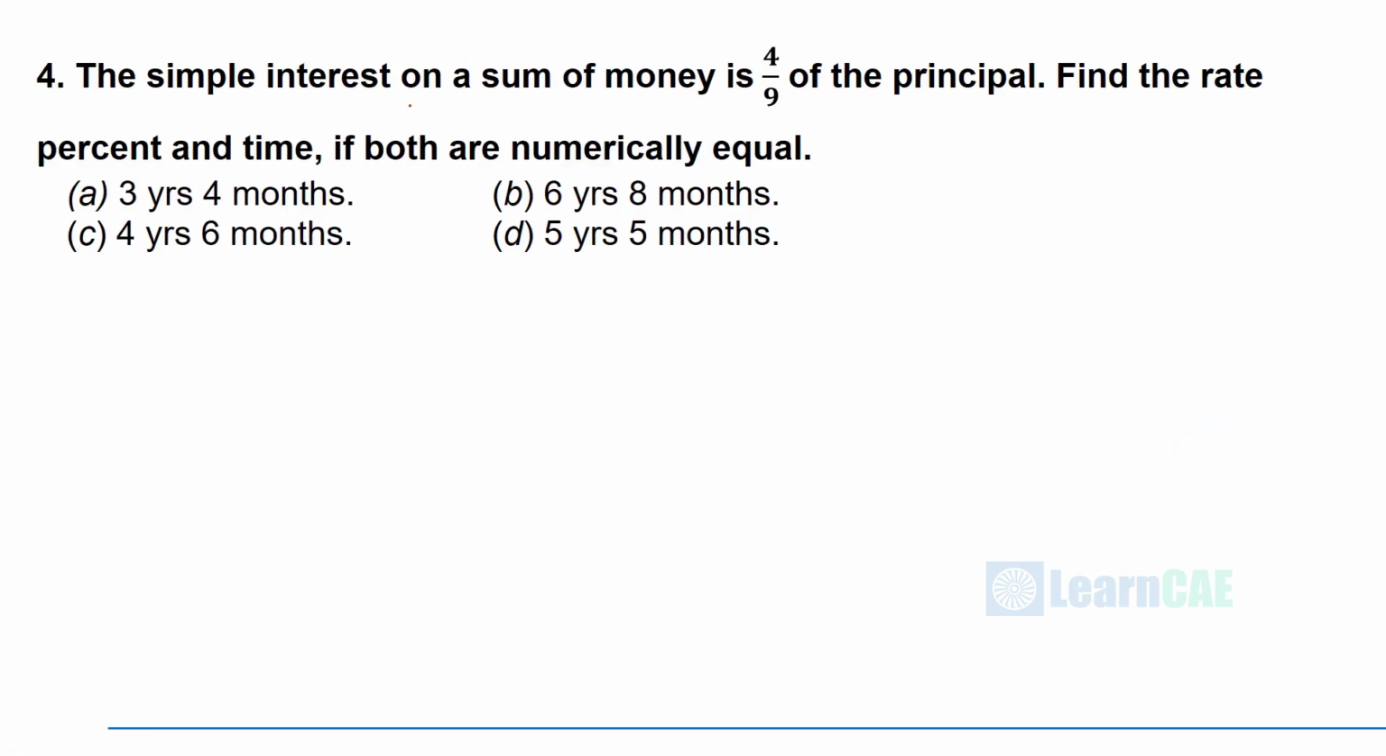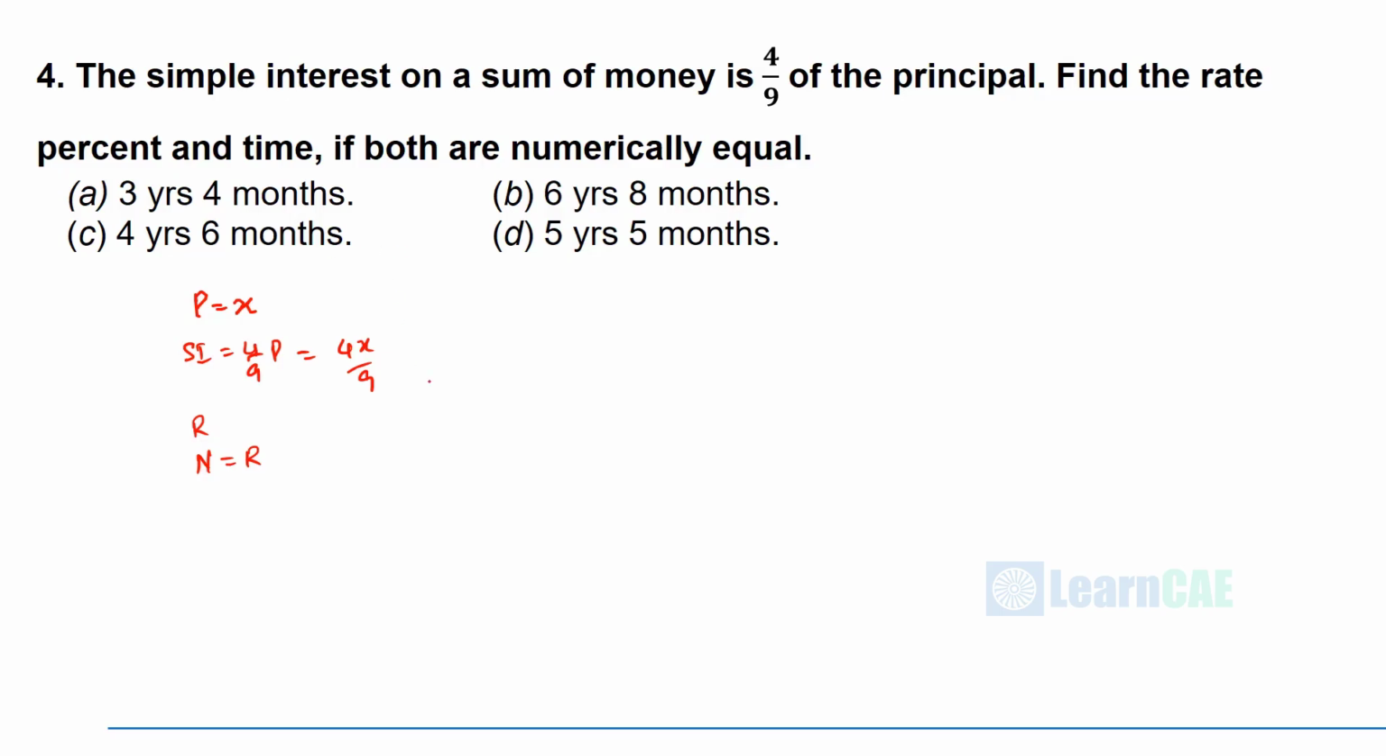The simple interest on a sum of money is 4/9 of the principal. Find the rate percentage and time if both are numerically equal. It means the rate percentage and time are numerically equal. Let us write the inputs. Let P be equal to x. Simple interest will be equal to 4/9 of P, which is equal to 4x by 9. Now let the rate of interest be R and the number of years be N. It is numerically the same as the rate percentage, so N is equal to R.